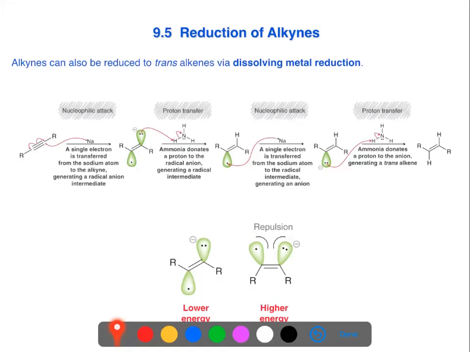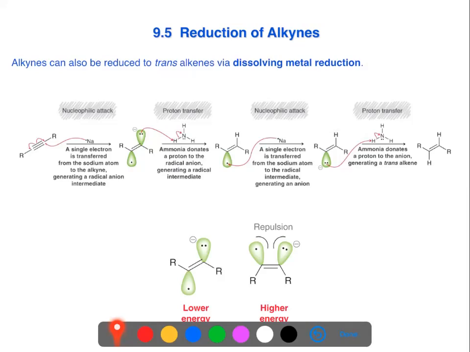Now, in the second two steps, we basically repeat this process where a second sodium atom will donate its electron to the half-filled orbital of the other carbon, converting it from a radical to an anion. And then that anion will further react in a proton transfer reaction with ammonia to give the final alkene. And so you can see that we end up with a trans alkene, that is, both R groups are on opposite sides of the double bond.